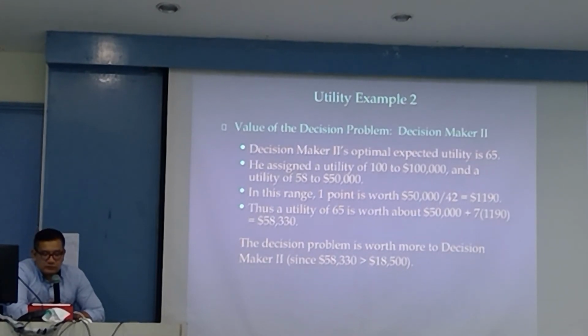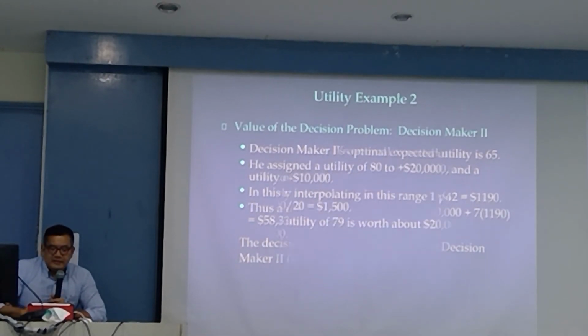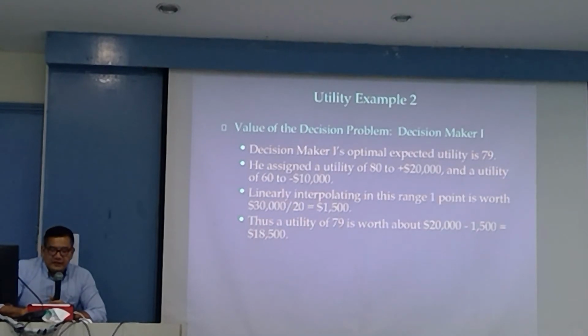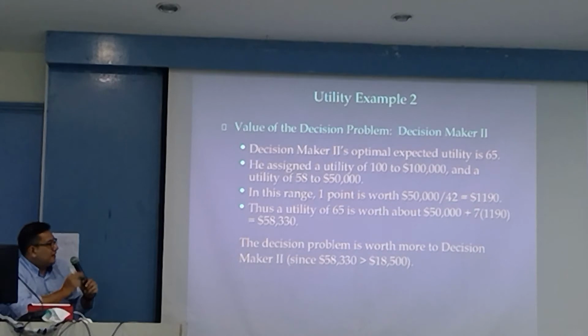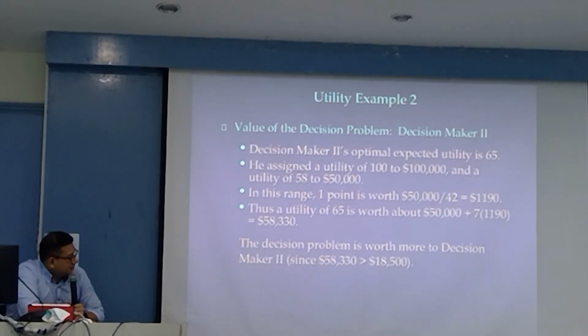You can see that since decision maker number 2 is a risk seeker or risk taker, that's why 65 in this case, and 79 for the previous case, right? You can see that the difference of the money value is quite a lot, right? 58,330 compared to 18,500.